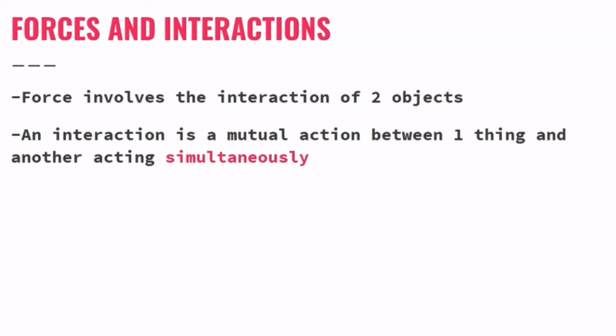So force is an interaction. Force involves the interaction of two objects, and an interaction is a mutual action between one thing and another thing acting simultaneously. That's a big word. There has to be two different objects interacting with each other for force to happen. Force is always going to happen in pairs, and they have to happen at the same exact time.